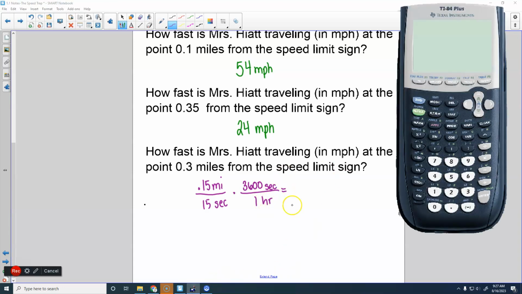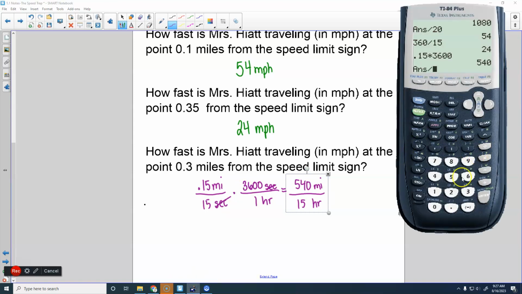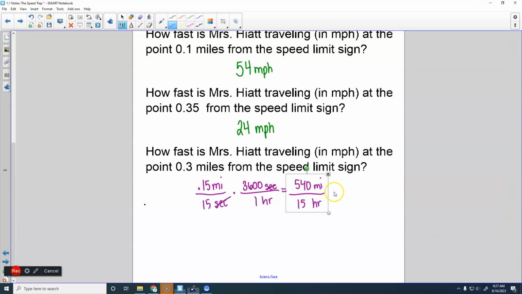And 0.15 times 3,600 is going to be 540 over 15, so 540 miles over 15 hours. And we get 36.